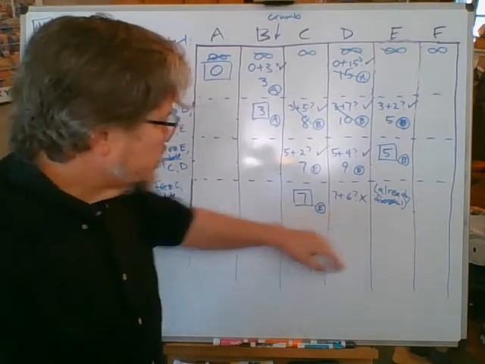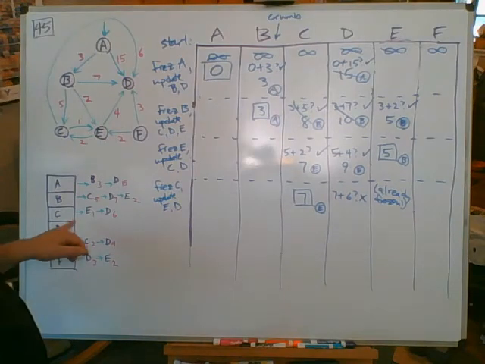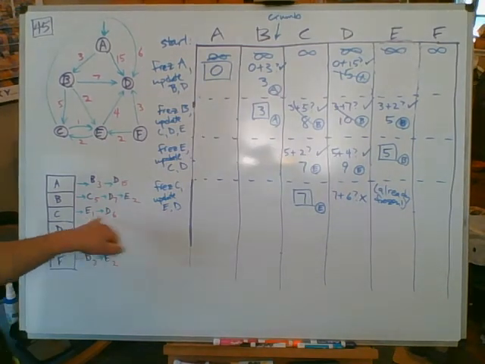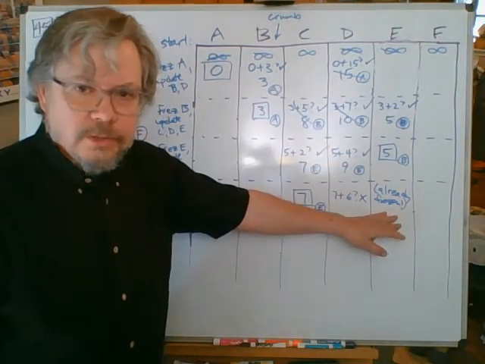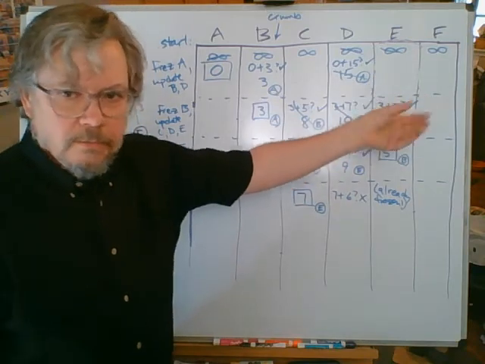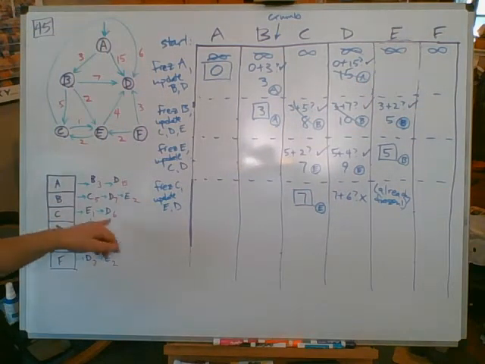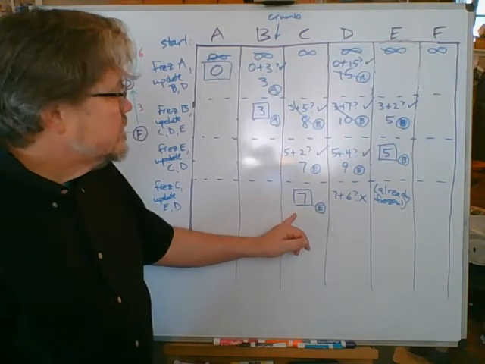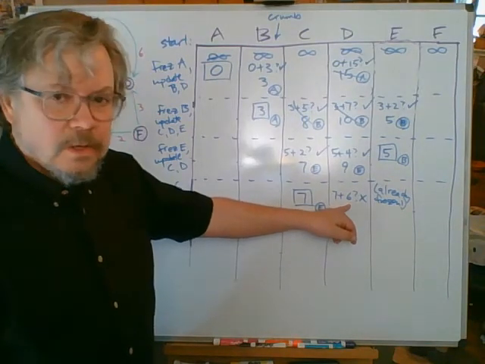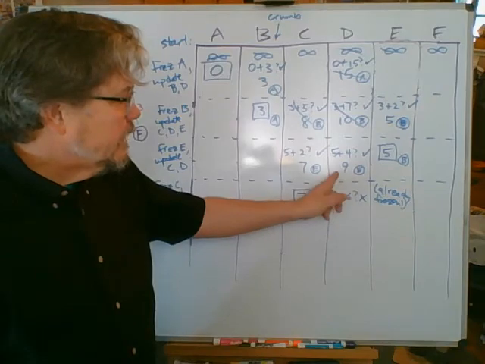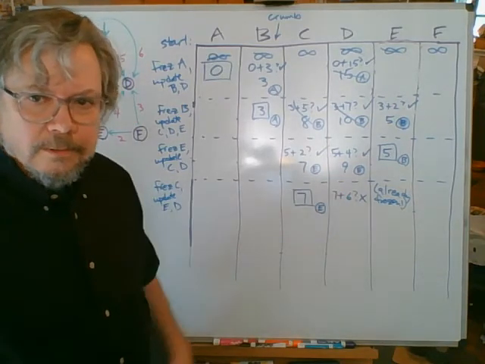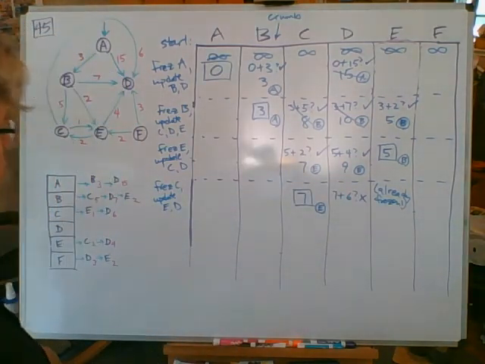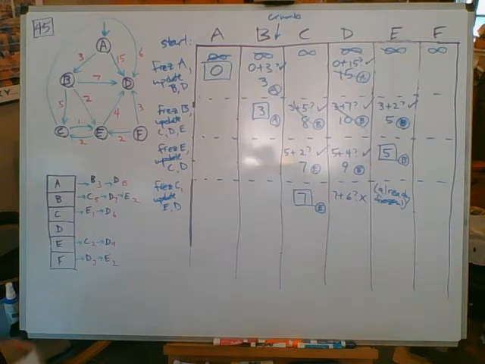So both of these, look at this. Poor C couldn't find any customers at all. E rejected the offer because it was already frozen. We don't even give it an offer. We don't even ask. C to D, we did offer that. How do you like 7, the distance to C, plus the 6 additional over to D from C? It didn't like that because it already knew of a shorter path.